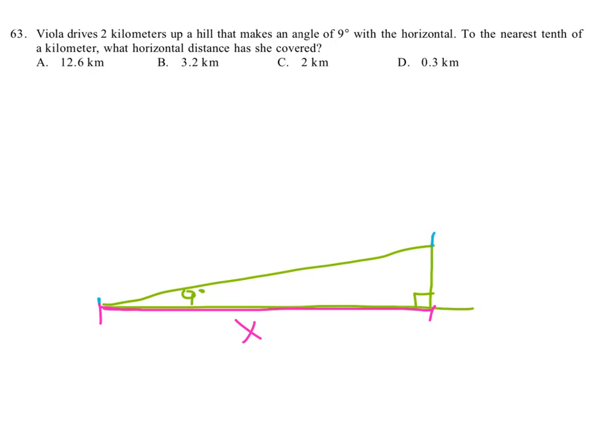Let me put that in blue so we can identify that. All right, so from that angle, which 2 sides do we have? Well, we have the adjacent side, right next to that 9-degree angle, and then this is the hypotenuse right there. So which uses adjacent and hypotenuse? That is cosine. Cosine of 9 degrees equals the adjacent side, x, over the hypotenuse, 2.